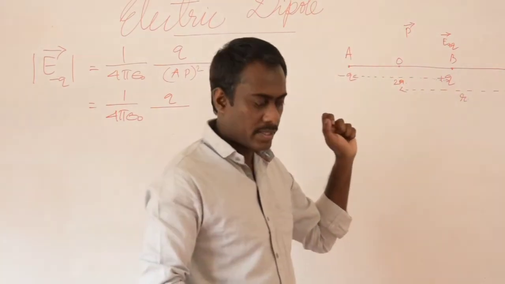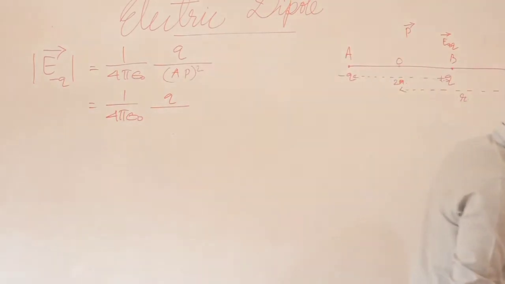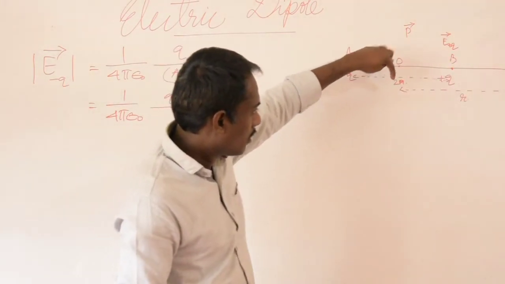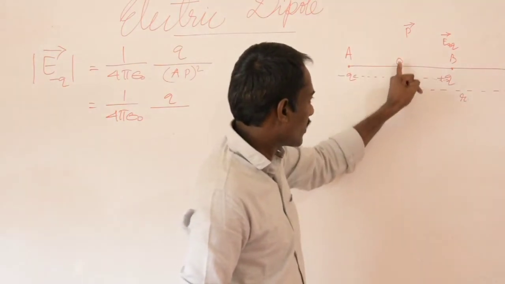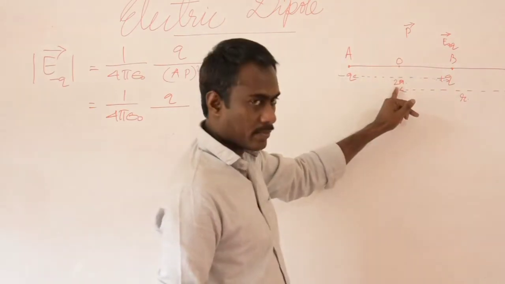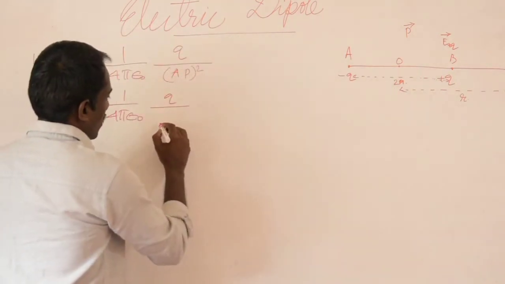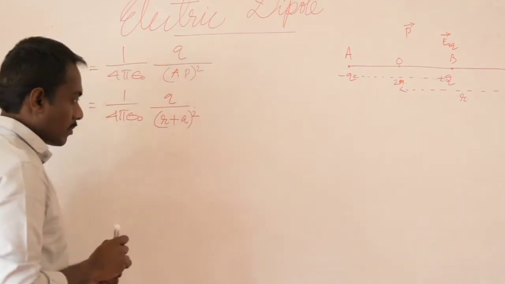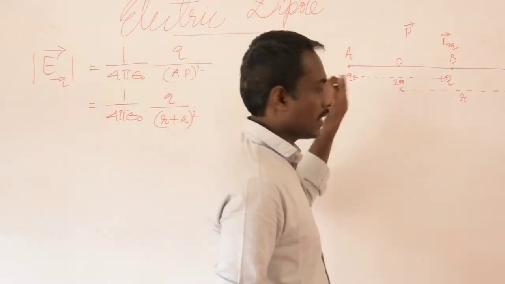Then how can we calculate the distance between them? From O to P, the distance is R, and R starts from the point O. Then again half of 2A is A. So the distance can be written as (R plus A) square. The distance is R plus half of 2A, which is A.